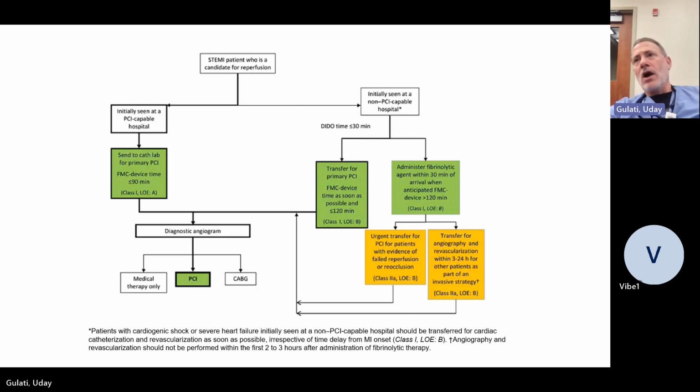How fast after giving do you expect this? Usually, it depends on the lytic you use. Now with tenecteplase, it's a one-time bolus. You probably want to see it within 30 minutes. Yeah, definitely within 90 minutes.